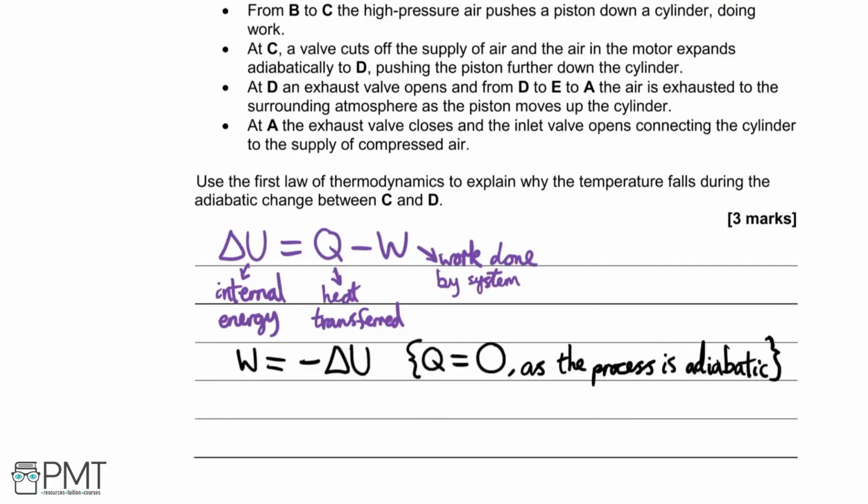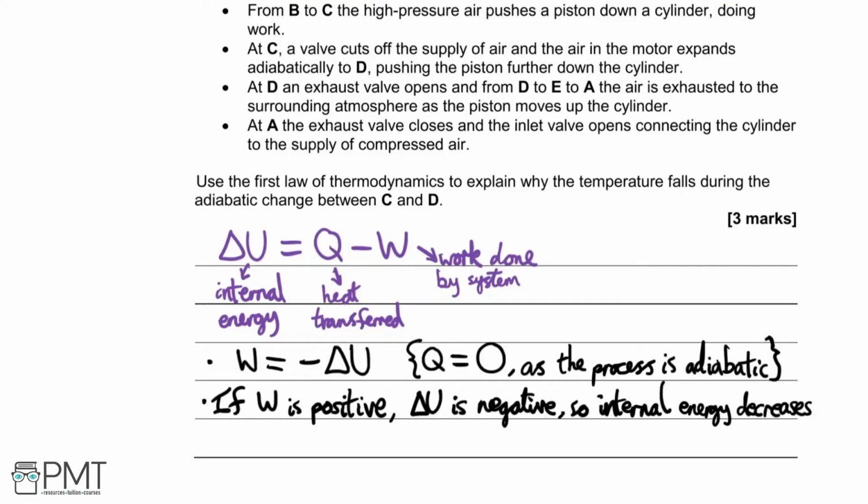Now because the air is expanding in volume, it must be doing work. So W is going to be positive. Now because of that minus sign, if W is positive, delta U is going to be negative, which means that the internal energy is going to decrease. And then the last thing to say is that if the internal energy is decreasing, then the temperature will also decrease because they are directly related to each other.